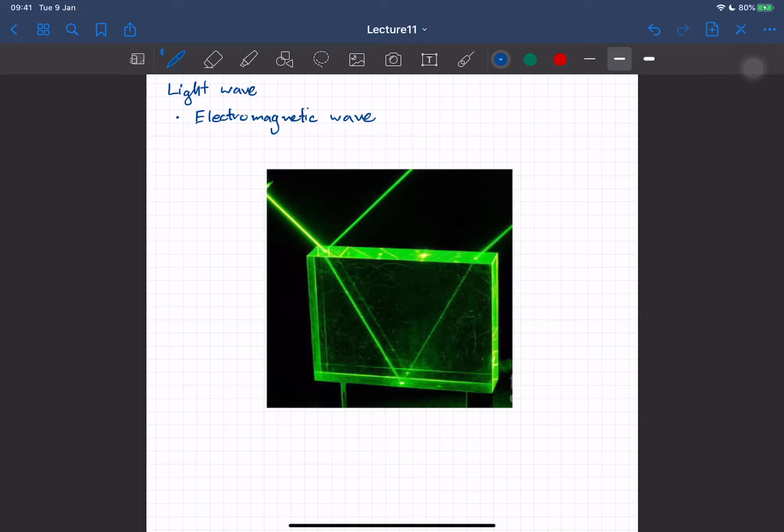In terms of wave, electromagnetic wave is the oscillation of electric field and magnetic field, and we haven't studied electric field and magnetic field because that's gonna be after the midterm.